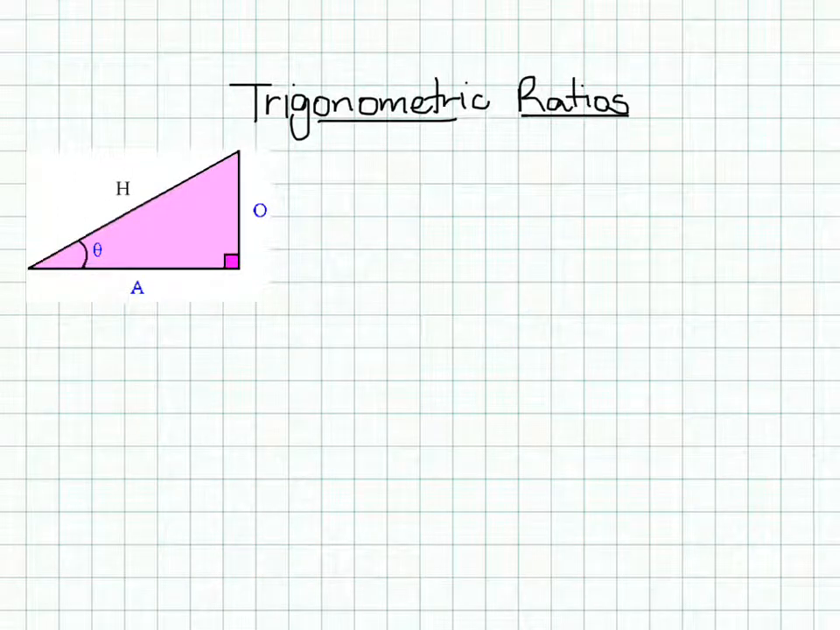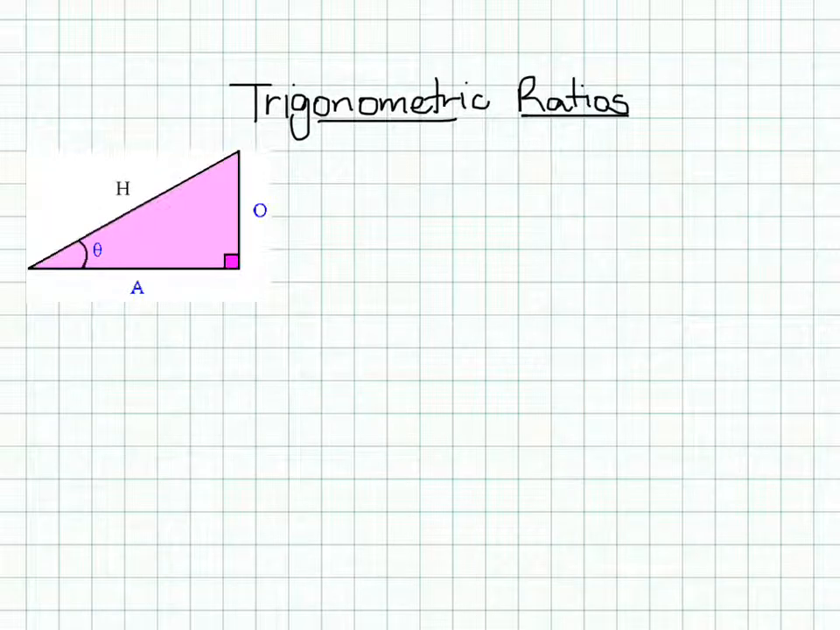Let's talk a little bit about trigonometric ratios. Well, they're called ratios because they sort of look like fractions. It's not that big a deal about it, but a few things to note. First of all, it generally always surrounds a right angle triangle.